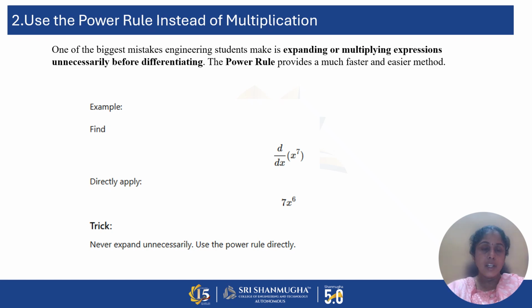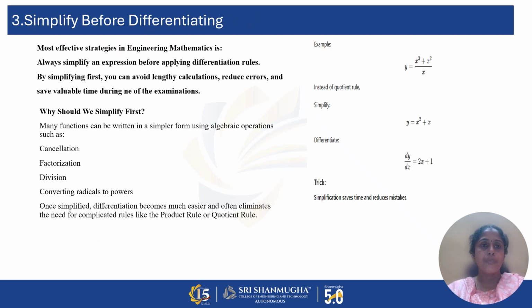Now, second one, use the power rule instead of multiplication. One of the biggest mistakes that every student will make is expanding or multiplying expressions unnecessarily before differentiating. The power rule provides a much faster and easier method. So d/dx of x^7, directly you can apply 7x^6. Never expand unnecessarily. Use the power rule directly. That is a trick that you have to remember.